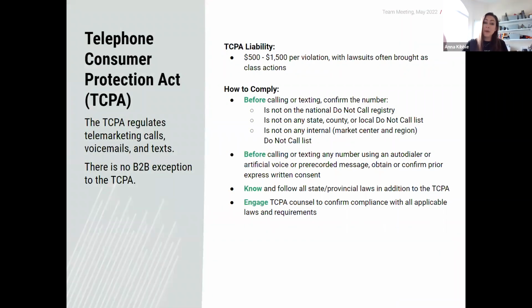This slide may look familiar, right? Particularly for today, I want to make sure that we're doing our diligence and calling it out. The Telephone Consumer Protection Act regulates telemarketing calls, voicemails, and text. A key note to remember is there are no business-to-business exceptions, right?